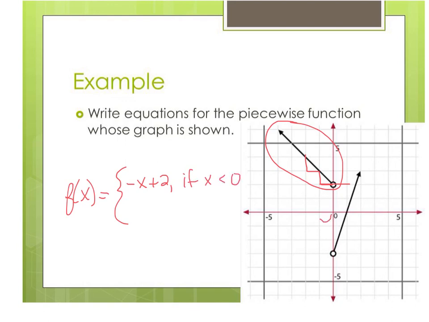So for all the x's that are less than 0, I graphed that line. The other one looks to have a slope of 3 over 1, so 3x, but minus 3, if x is greater than 0. Notice neither of them are filled-in circles, and that's fine. That is the equation for that piecewise function.